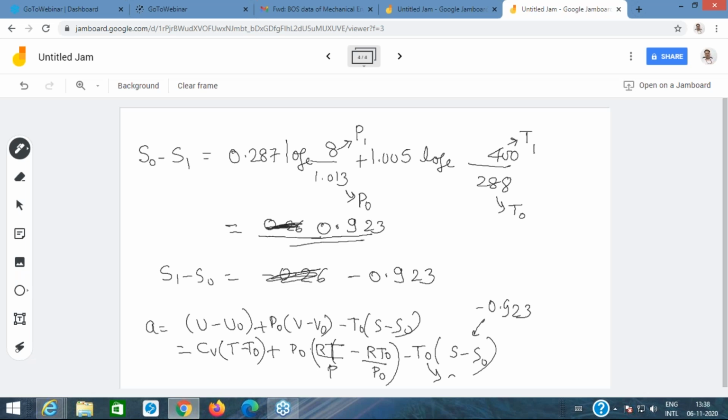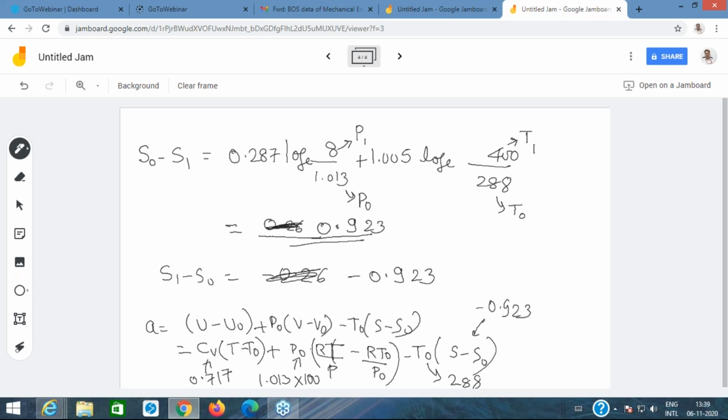This T naught is 288. P naught is 1.013 into 100 kilopascals, and similarly the pressure values are to be taken in kilopascals, and the R value has to be taken in kilojoules per kg Kelvin. CV is 0.717. So from which you will get some value of availability. So calculate and tell me this value.